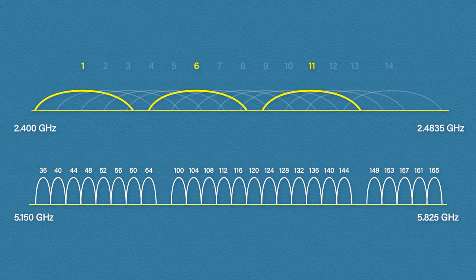So why do we care about frequencies and channels? Well, you're going to need to choose which band and which channel you will be using. Generally speaking, the choice comes down to 2.4 GHz, which has a longer reach but slower speeds. It also is usually a bit more congested by other devices. 5 GHz has a shorter reach but can use faster speeds.